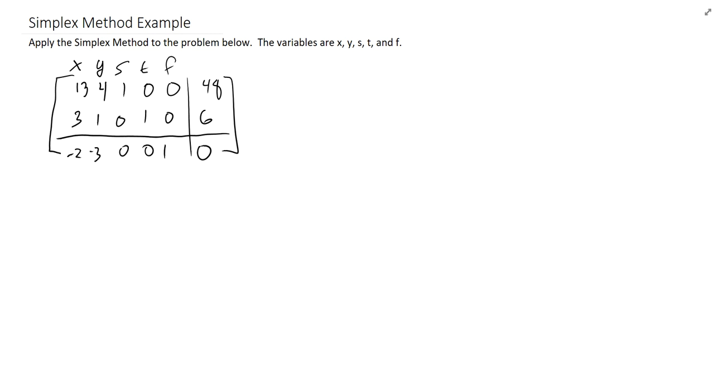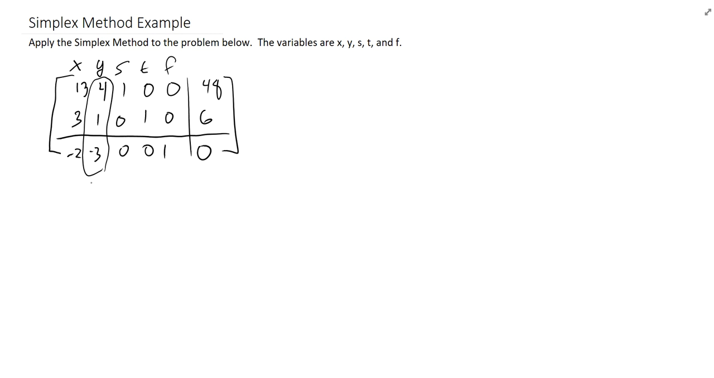To start with the simplex method, we look at the bottom row, and we want the column with the largest negative. That would be our y column here. It's got a negative 3 on the bottom. It's the largest negative. Technically, it's the smallest number in the bottom row that's negative. Negative 3 is technically smaller than negative 2, but a lot of times you use that vernacular of largest negative, even though it technically isn't correct.